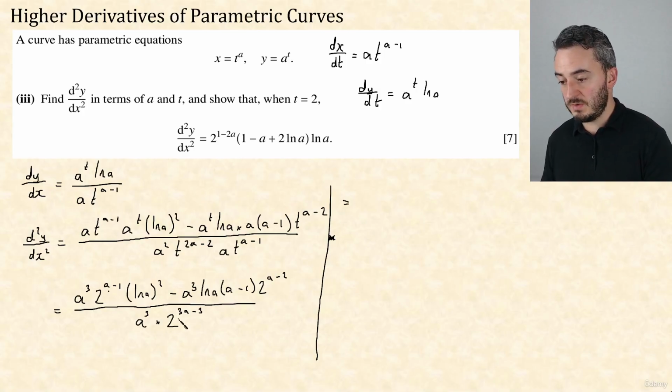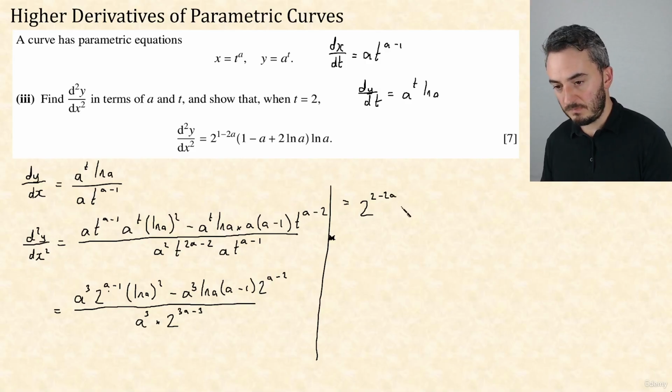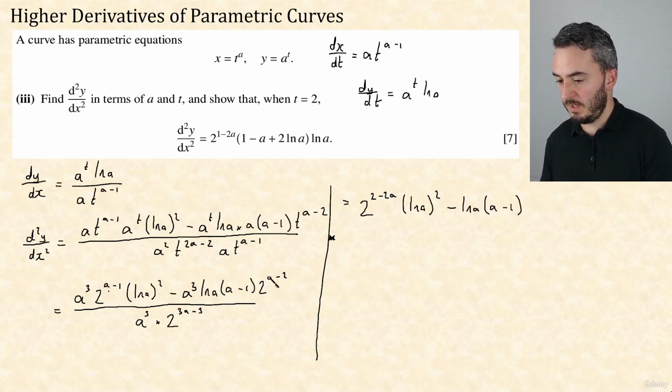So 2 to the a minus 1 divided by 2 to the 3a minus 3, I can just subtract powers. So a minus 1 minus 3a minus 3 is 2 minus 2a. So that is 2 to the power of 2 minus 2a. I've still got my ln a squared. The a cubed's gone here. I've still got my ln a and my a minus 1. And then here the power there, so a minus 2 minus 3a minus 3 is 1 minus 2a. So that's 2 to the power of 1 minus 2a.